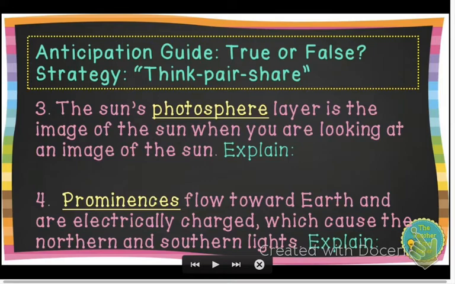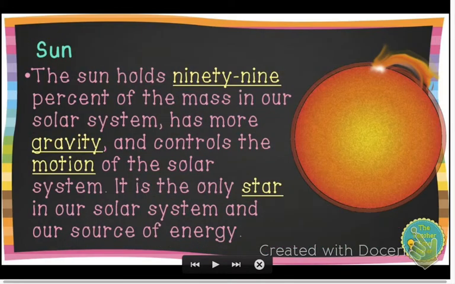You're going to flip your paper back over and we're going to get started filling in the blanks. So the first thing we're going to talk about is the sun. The sun holds 99% of the mass in our solar system, has more gravity, and controls the motion of the solar system. It is the only star in our solar system and our source of energy.